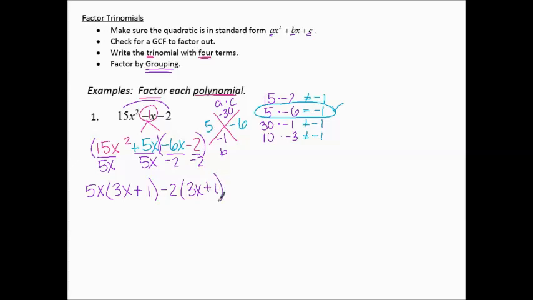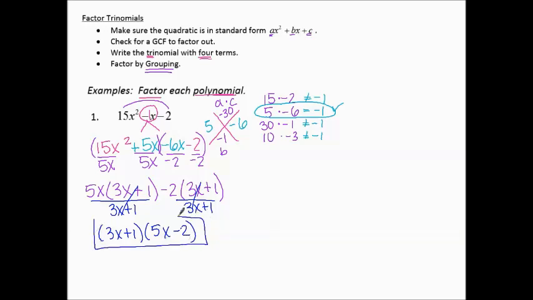Finish it just like I did it in our last notes. So I'm going to divide both of these by 3x plus 1. So I have 3x plus 1 and 5x minus 2 are my two factors. So I have now factored this expression.